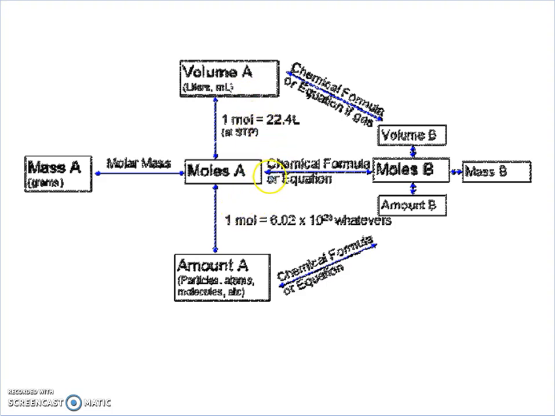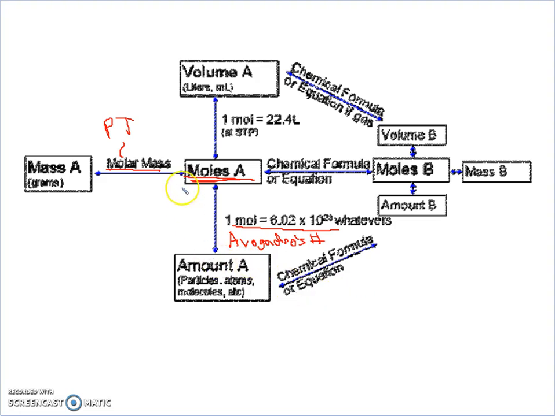Let's look at the conversion diagram. Something I noticed is moles is in the middle here. If you want to go somewhere, you have to go through moles. Between mass and moles, you use molar mass, and remember, this is from the periodic table. Mass is grams. Moles to amount, you use 1 mole equals 6.02 times 10 to the 23rd, and that's Avogadro's number.